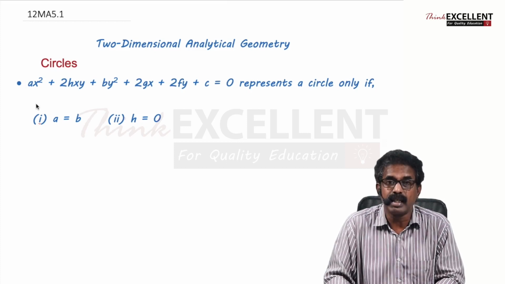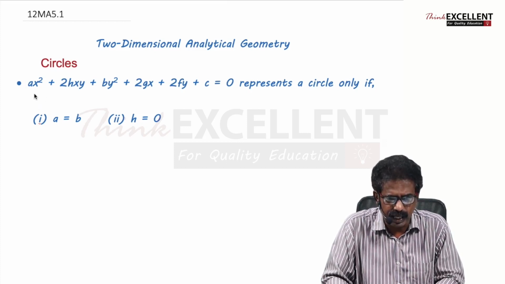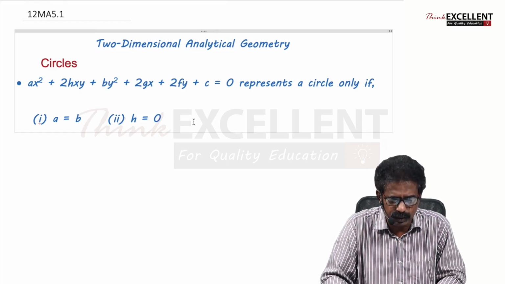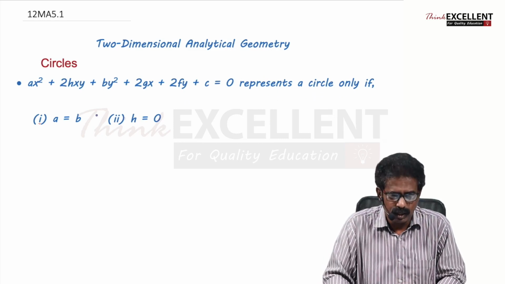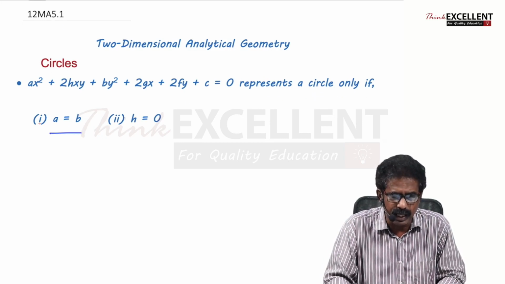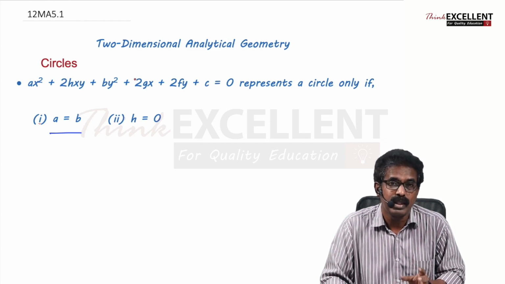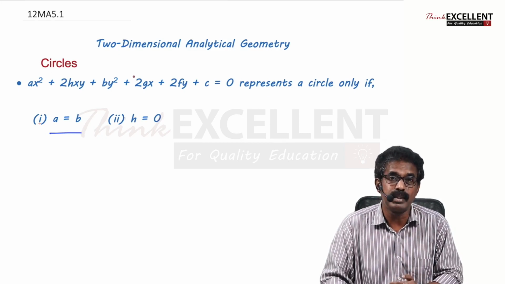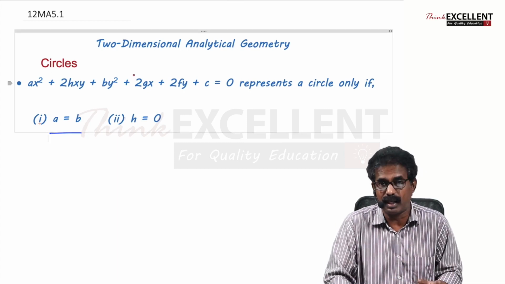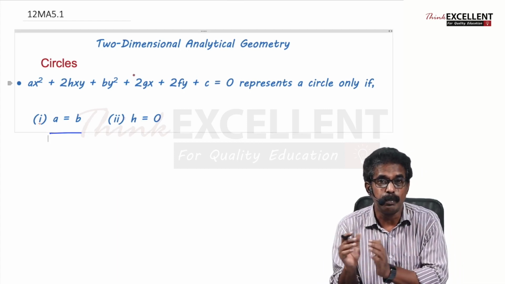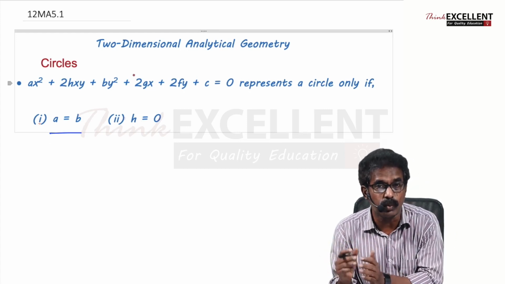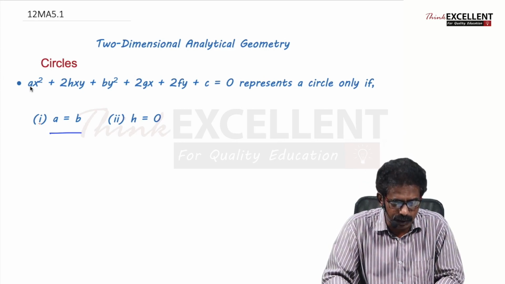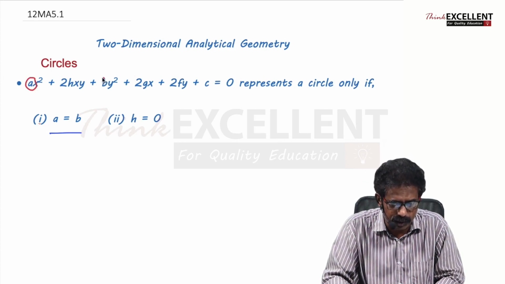Circles, the general second degree equation. This is the general second degree equation, right? Ax square plus 2hxy plus by square plus 2gx plus 2fy plus c equal to 0. It represents a circle only if, first condition, a equal to b. See, what is a? A is the coefficient of x square. B is the coefficient of y square. Both must be equal. So in ax square, by square, both a and b must be equal. That is, 5x square, then you must have 5y square. So a and b are equal. This a must be equal to this b.